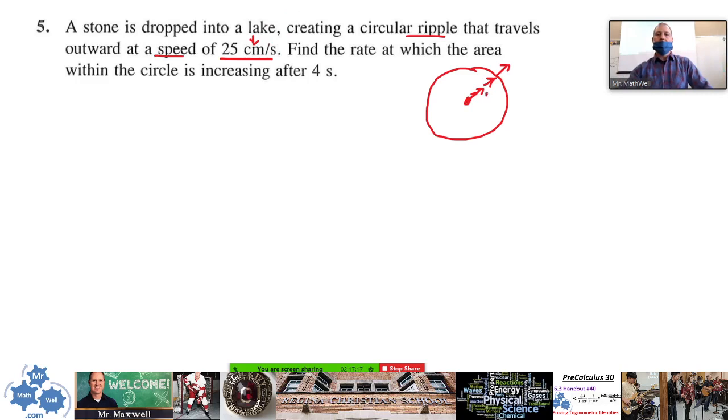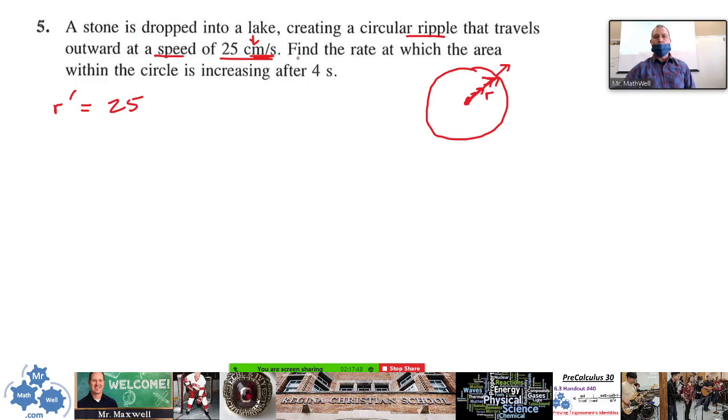What we're talking about here is the rate of change of the radius. So the rock drops and you have this circle going out, and from where the rock dropped, the circle is going out at 25 centimeters per second. That's the rate of change of the radius. So r prime is 25. We'll leave the units up there in the question and come back to them later.